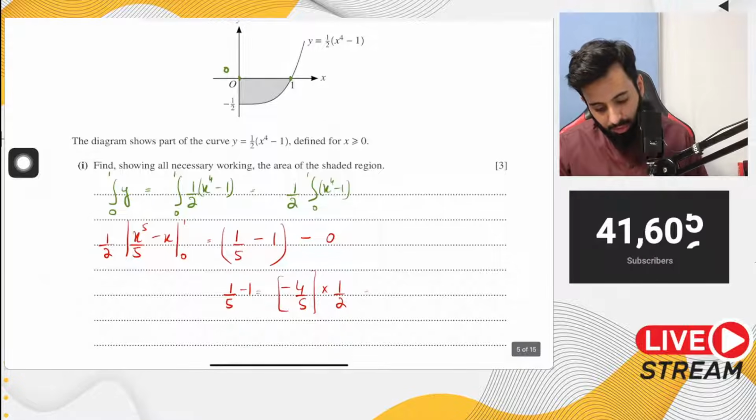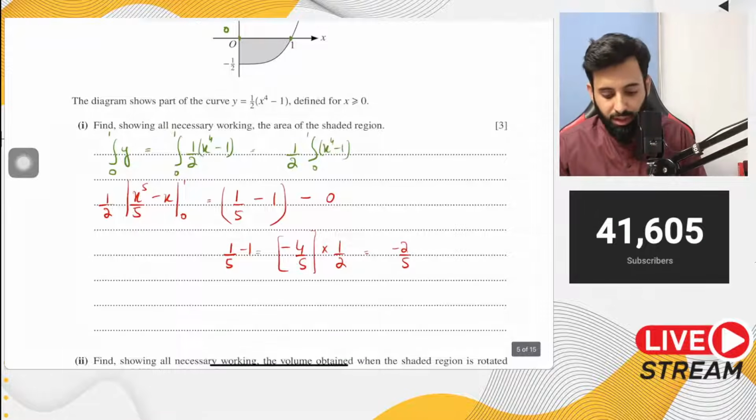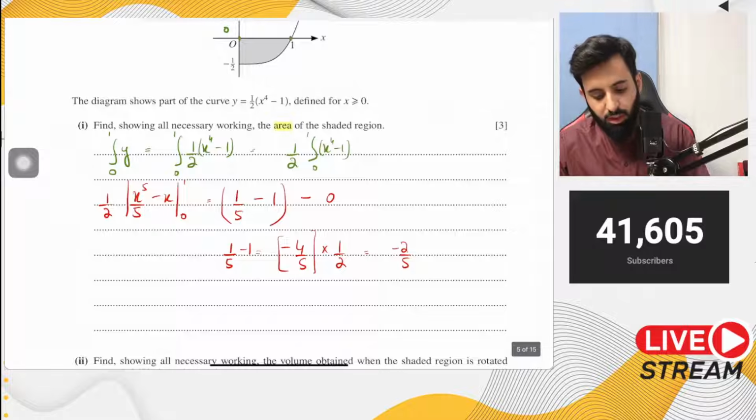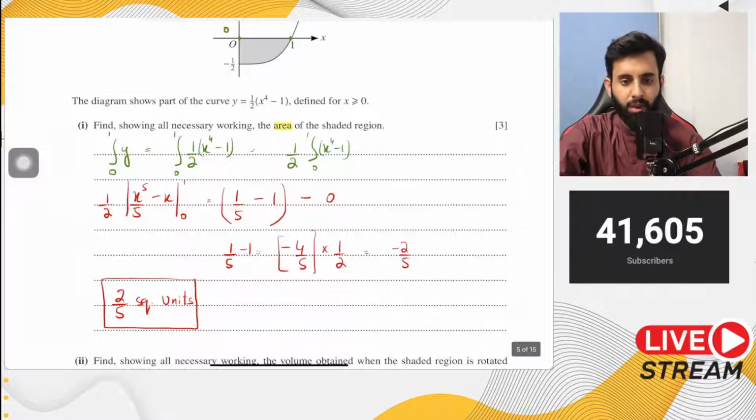Now when you multiply minus 4 upon 5 with 1 upon 2, what you're looking at is minus 2 upon 5. Now like I said, since you're finding out the area of the shaded region, your final answer will be 2 upon 5 square units. Okay, so this was a fairly easy question. 2 upon 5 square units is our final answer.